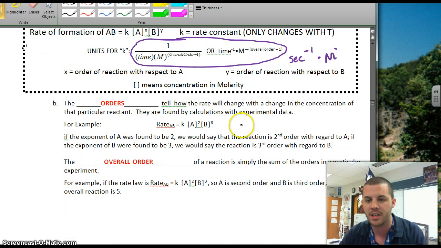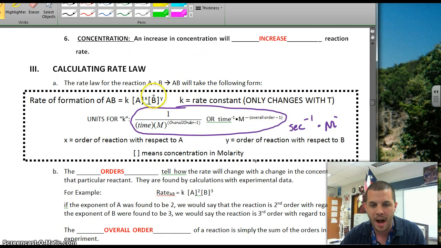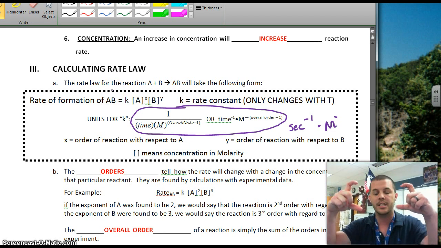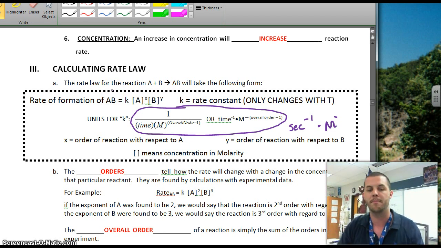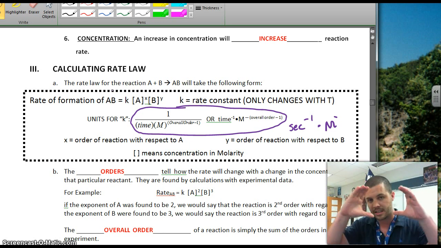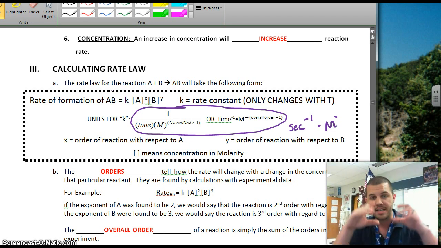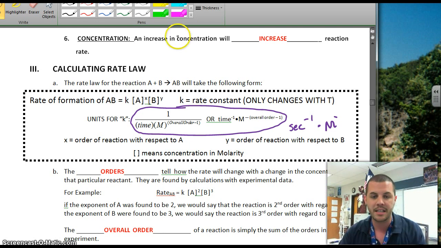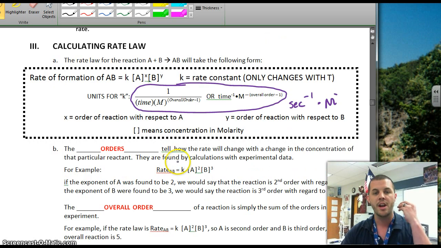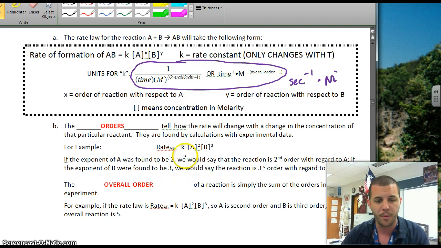The orders tell us how the rate will change with the change in concentration, okay? So this X and this Y up here, these are my orders, okay? X and Y are my orders. The things inside the brackets, remember, brackets refer to the concentration of something, okay? So A is going to be one of our reactants, and since it's inside the brackets, it's the concentration of A. B is the same thing, concentration of reactant B. X and Y are called our orders, and depending on what the order is, that's going to change how fast the reaction will go if we double the concentration of our reactants, okay?